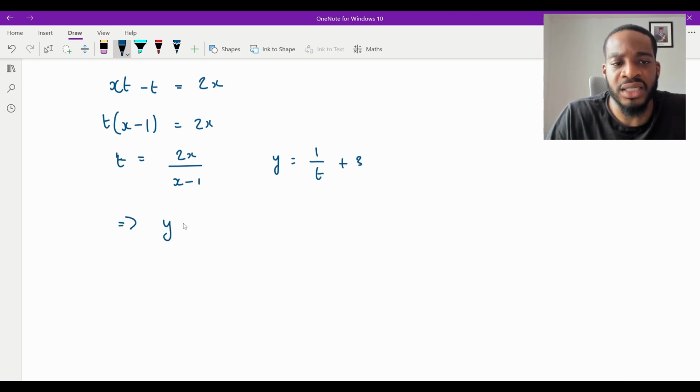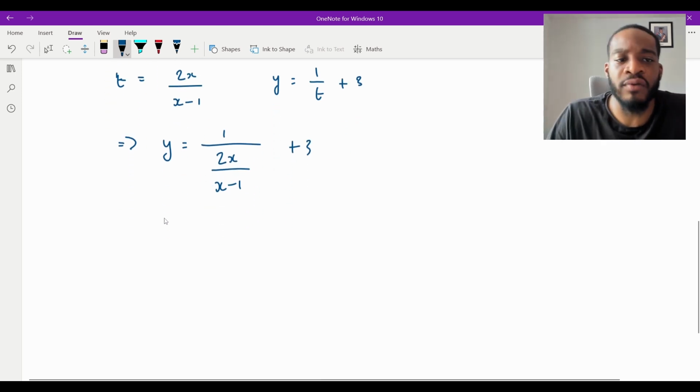So it's going to become y is equal to 1 over, and then 2x over x minus 1 plus 3. We're divided by a fraction, we can just flip it over. So it becomes y is equal to x minus 1 over 2x plus 3.